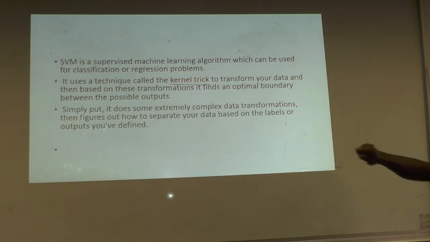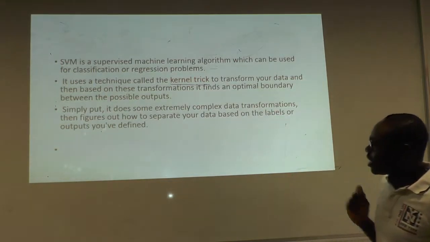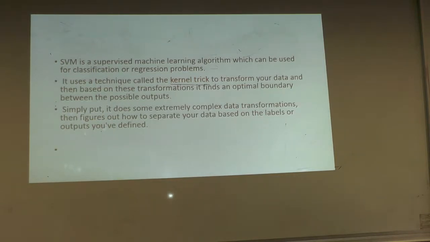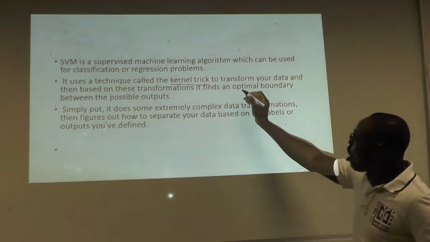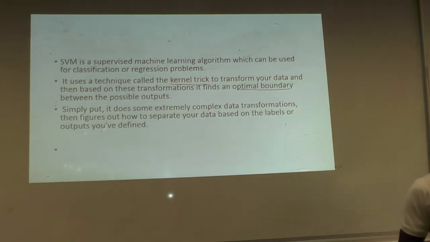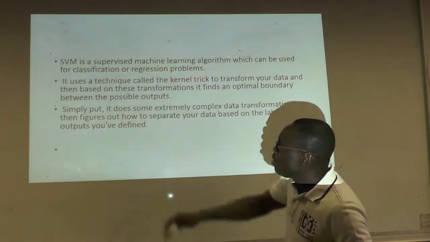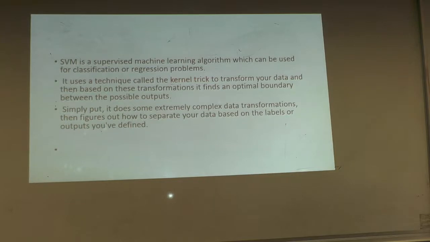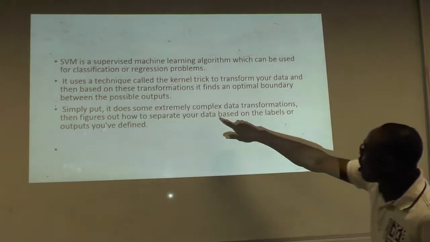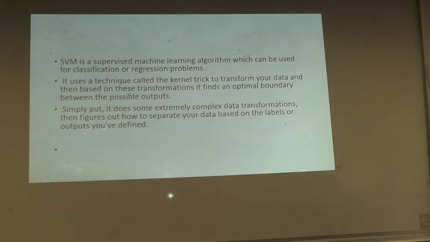Now, the kernel is the key there to transform your data, and then based on the transformation, it finds what we call the optimum boundary. In other words, you use that kernel. You see, when we simulated, how do we use that kernel to manipulate things around the data. Simply put, it does some extremely complex data transformation.